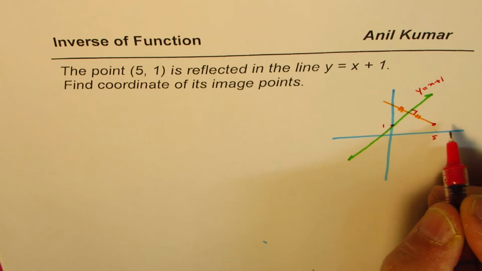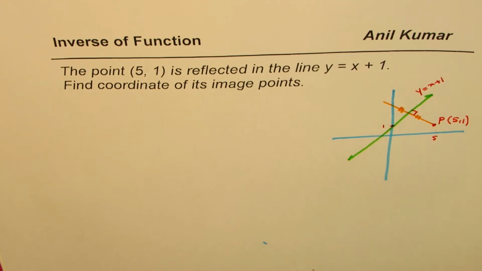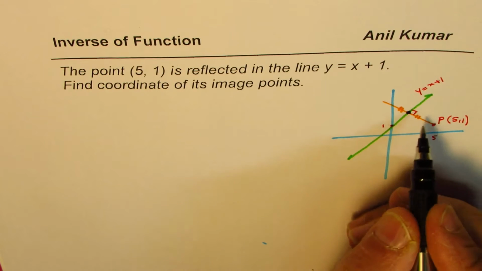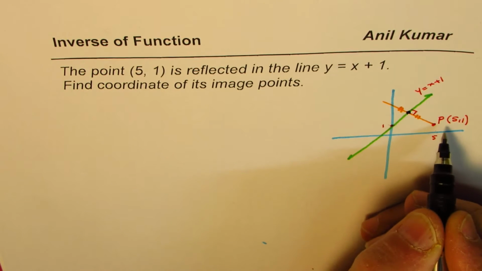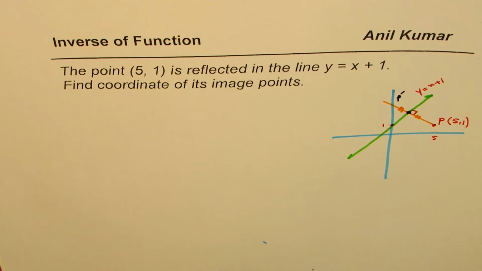And this point is given to us. Let me call this P as (5, 1), correct? So I hope now the question is clear to us. We can actually find this point, which is the intersection, and then same distance away we'll find its image, right? So let me call this P dash. Let's see where it is.